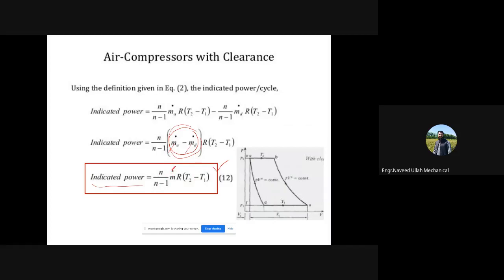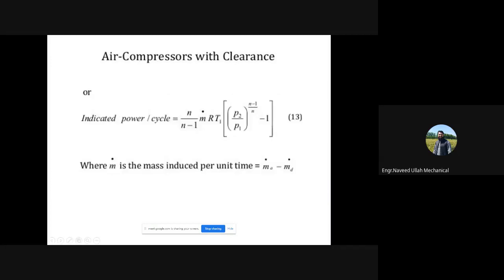But here I should write it m dot bar, where m dot bar is basically what? This one. ठीक है जी, बल्कि यहाँ पे लिखा भी है. अच्छा m dot bar is basically the induced mass per unit time. Or this is actually if you want to find out the indicated power per cycle in terms of pressure ratios, तो ये भी हमने discuss किया था. अच्छा there is no need to discuss this कि भाई pressure ratio कैसे हम करते होते हैं. ठीक है, you can just take it.